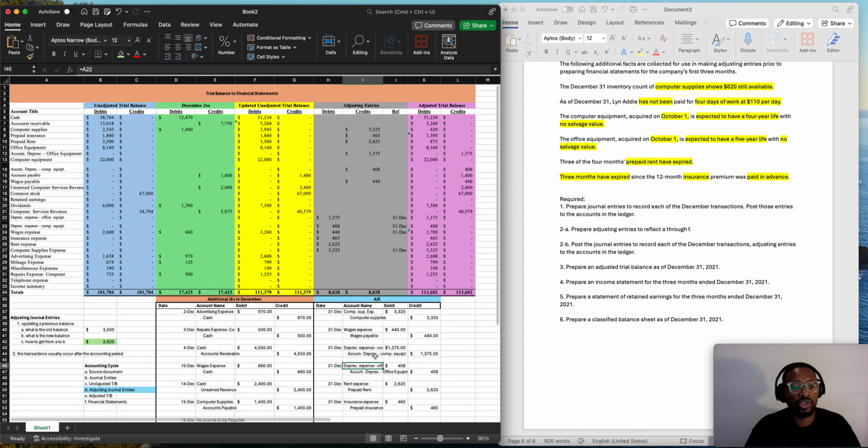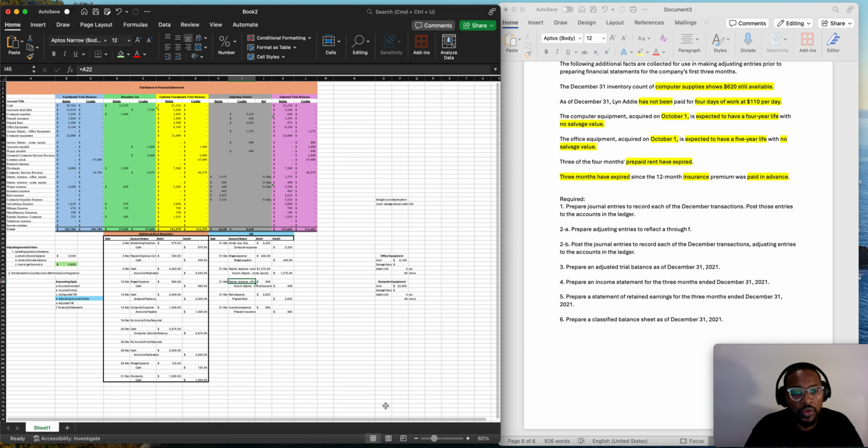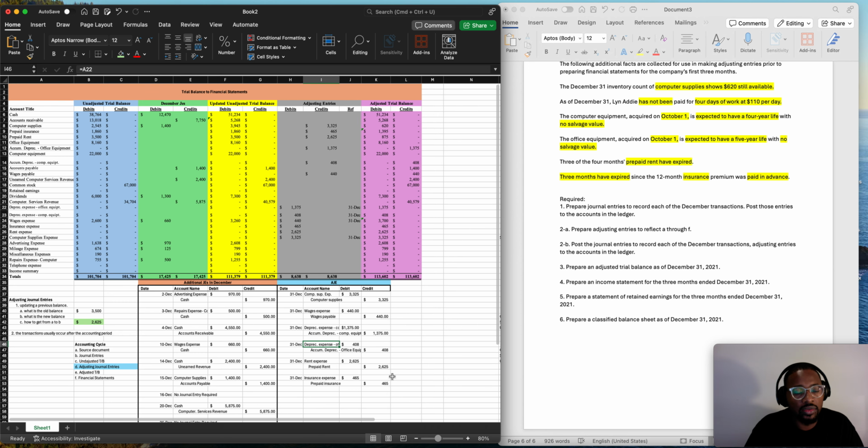All right, guys. So that's everything that I have for you today as it relates to adjusting trial balance. This is part two of the accounting cycle. Part three, I'm going to talk about how do I take this updated trial balance, this is our new updated adjusted trial balance, and then produce the four financials. So we're going to talk about that in the next video.